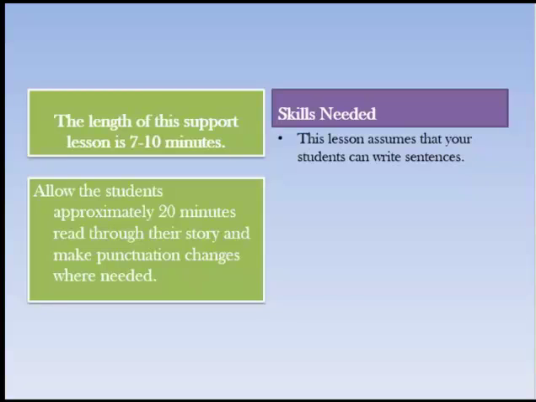The length of this support lesson should be from 7 to 10 minutes, and you should allow the students approximately 20 minutes to read through their story and make punctuation changes. This lesson assumes that your students can write sentences.